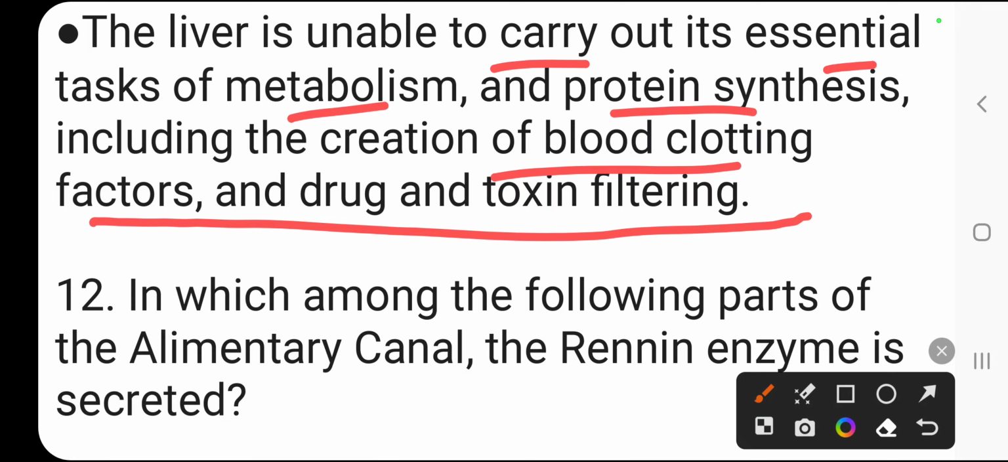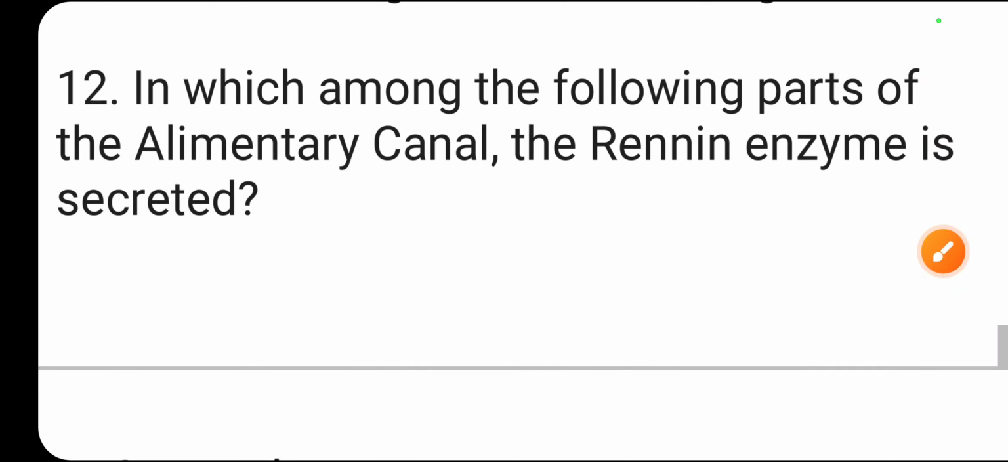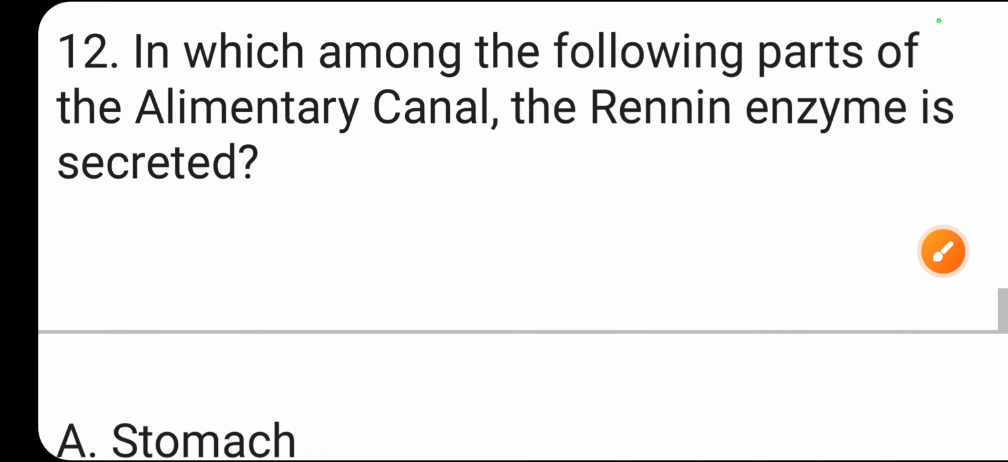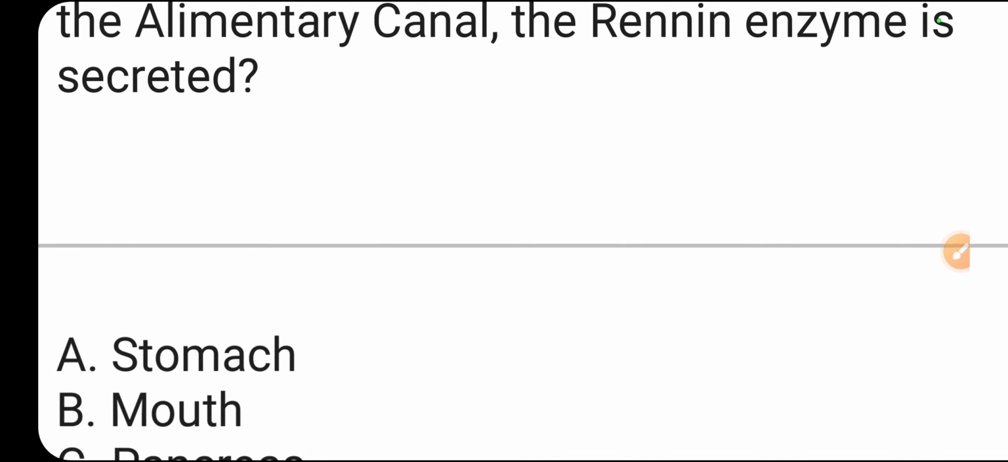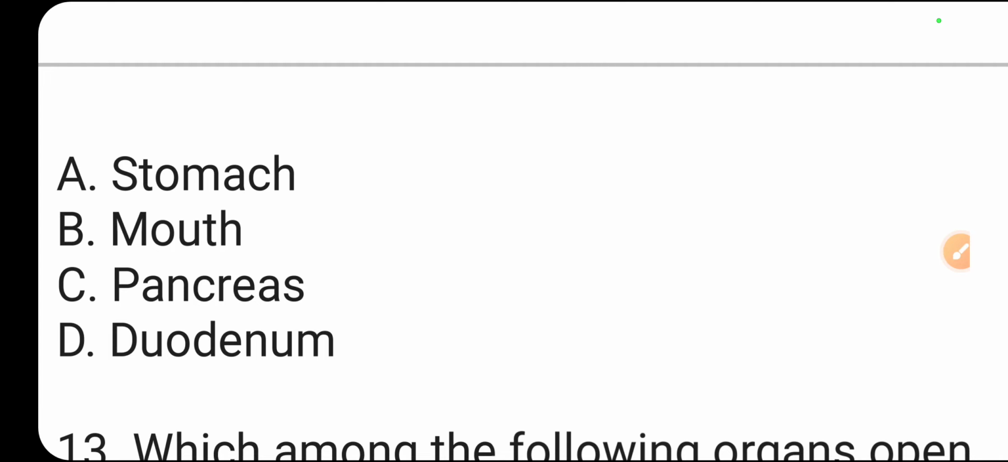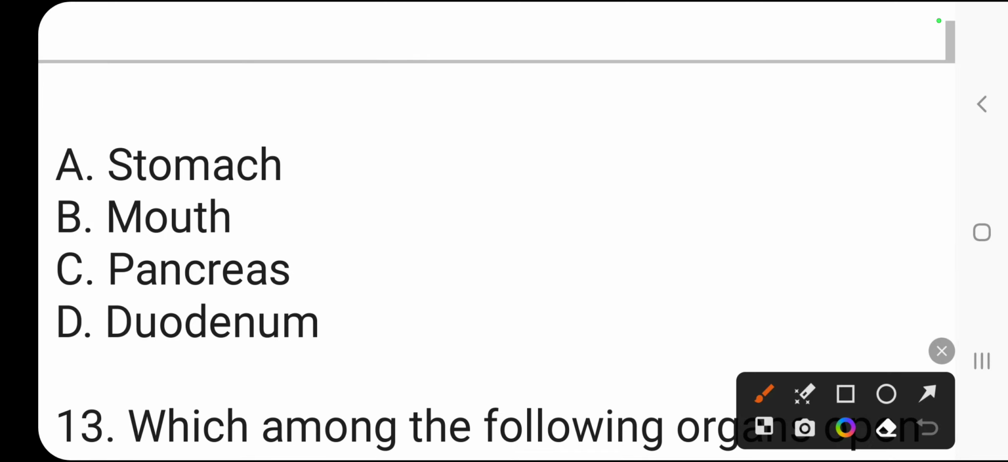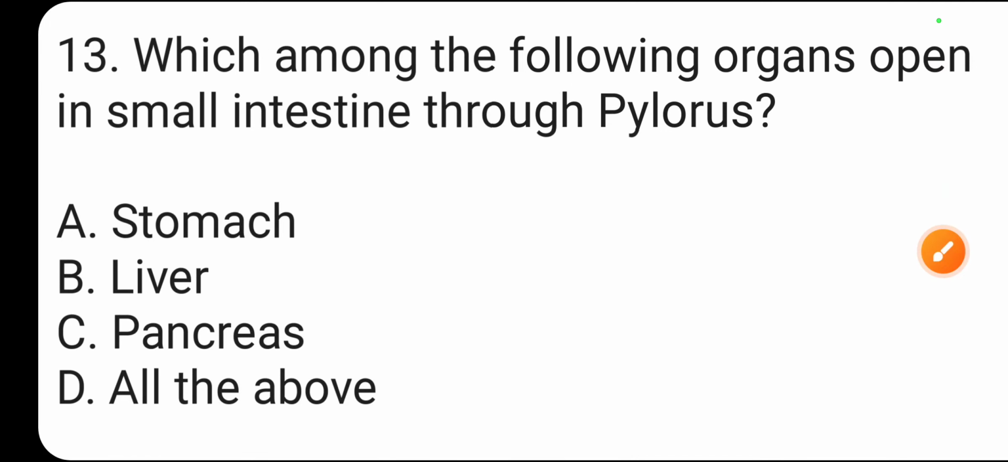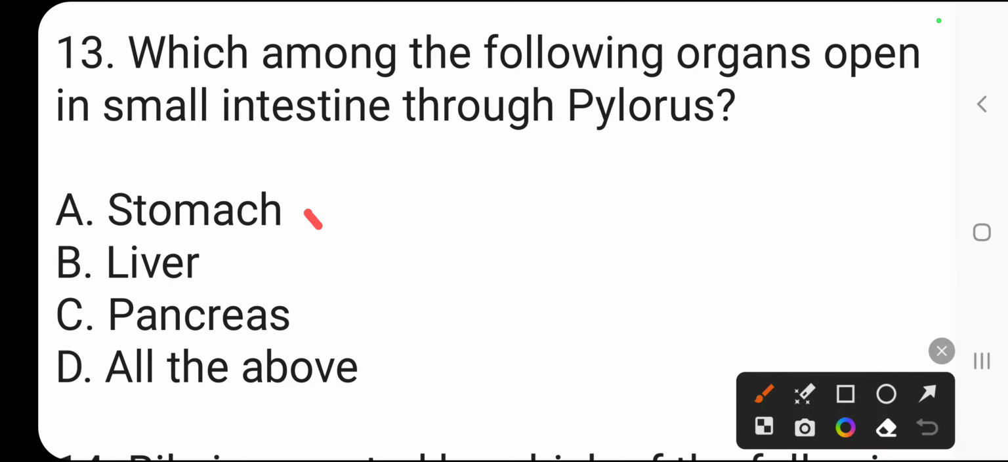Next question, in which part of the alimentary canal is the renin enzyme secreted? The renin enzyme is secreted in the stomach, A. Next question. Which among the following organs opens into the small intestine through the pylorus? The correct answer for this will be A, stomach.